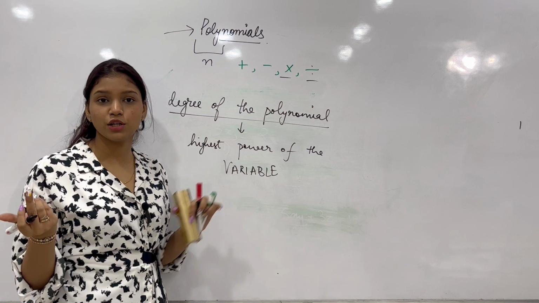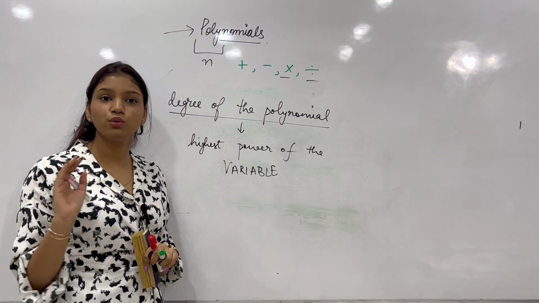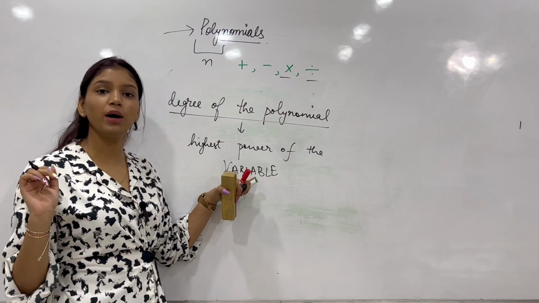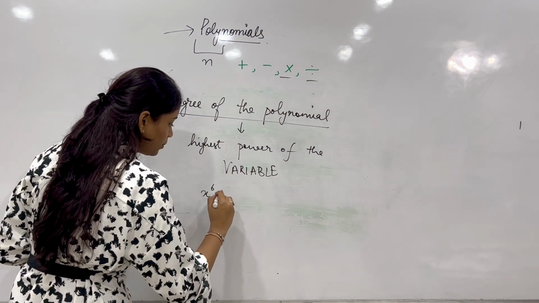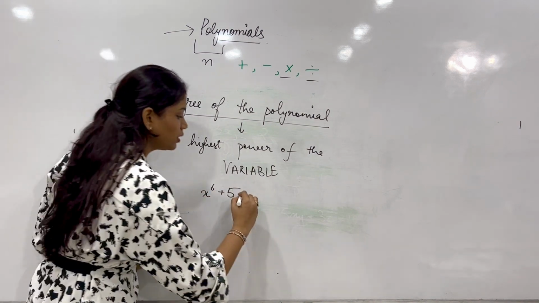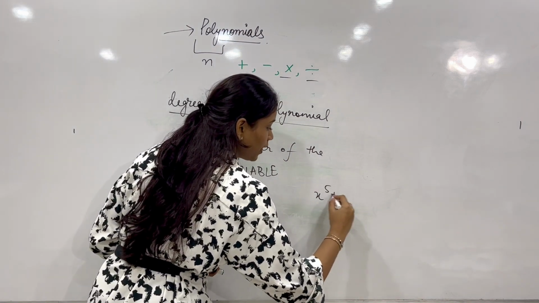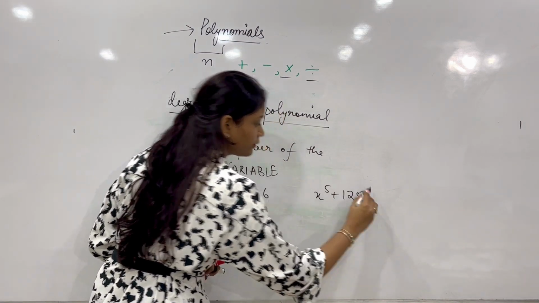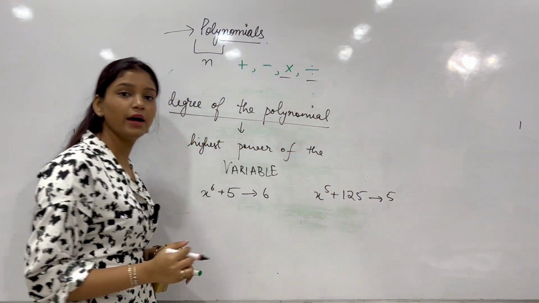We might have such polynomials in which constants also have a power, but we do not deal with it. We only deal with the power of the variable. So for example, I have x to the power 6 plus 5. Of course, very evident, the highest power is 6. If we have x to the power 5 plus 125, again very evident, the degree is 5.